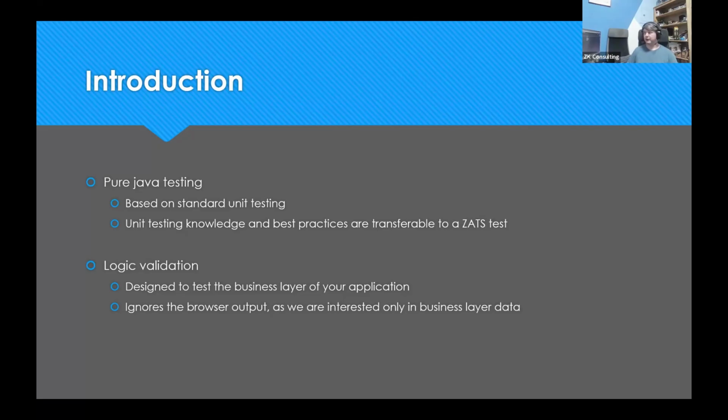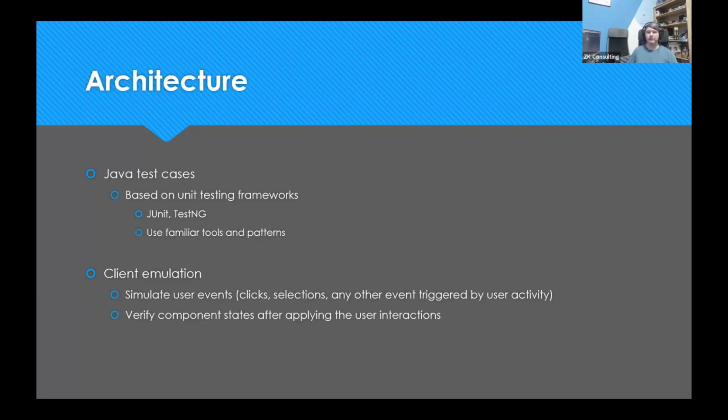So now that we've discussed the general topic, let's get a little bit more into the architecture side of things and how to set it up. Just to repeat myself a little bit, JUnit, TestNG, any test framework you're familiar with, you can integrate with. Client emulation is what I already mentioned as well. You simulate events, you simulate clicks, selection, anything triggered by the user, and you verify that the state is correct at the end. I'm skipping over a little bit because I'm hammering those points home, making sure we're all on the same page at the start, so that when we get to the code, everything is smooth and nice.